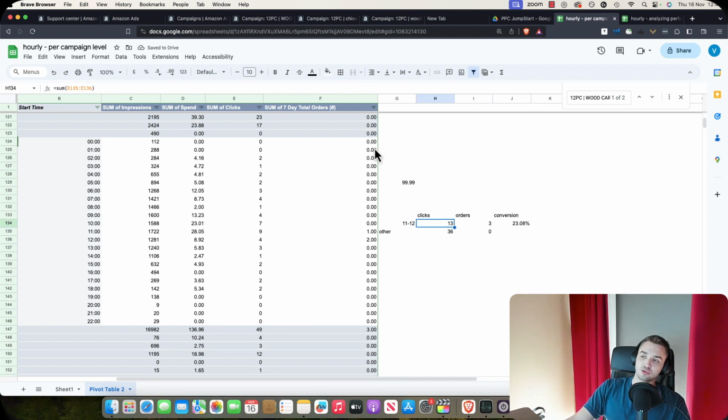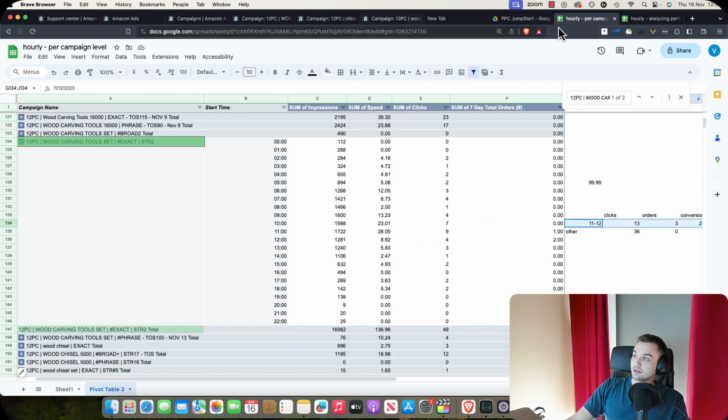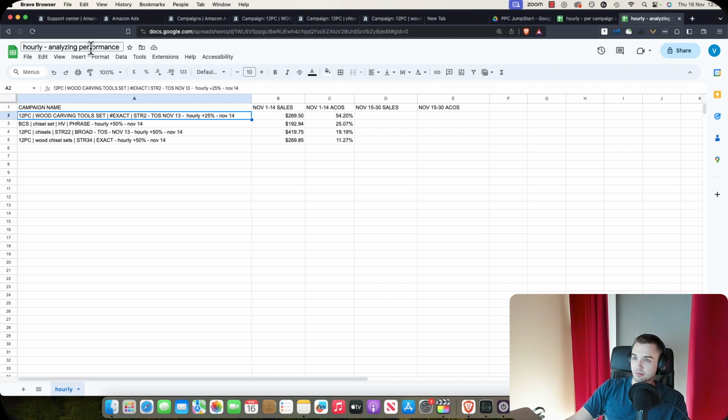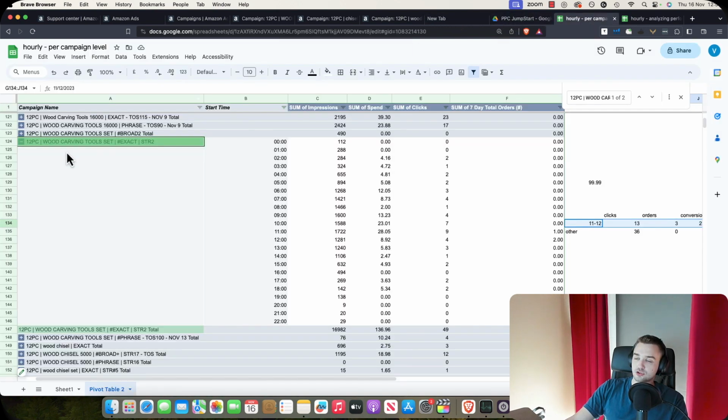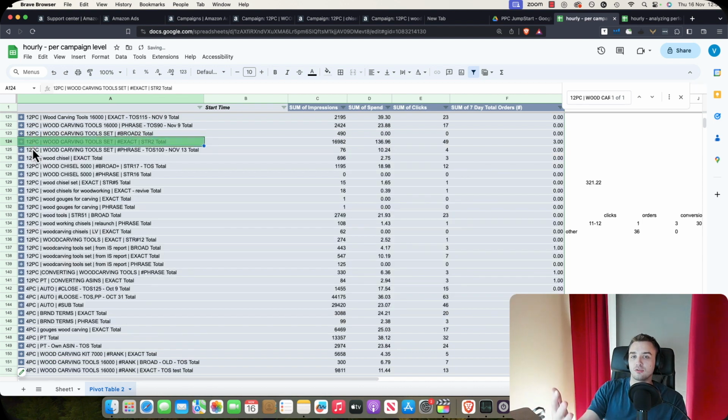And you would want to consider this as valid data as long as it's like 2 or more orders, 3 orders is good. In this case, I'm pretty confident that this campaign is going to work best around noon time. Then I would copy this to my performance analyzing spreadsheet that you can use. I would note down its sales, November 1 to 14, ACOS, etc. And then let me show you how we can analyze another campaign. And then I will talk about how we can set up the rules.